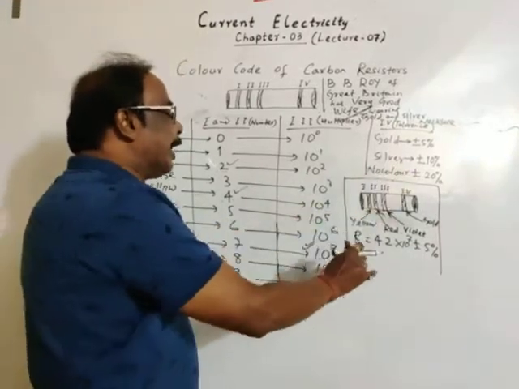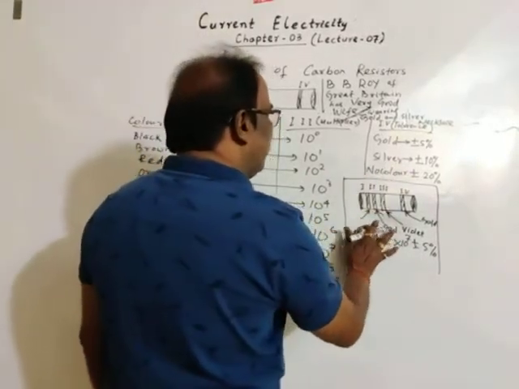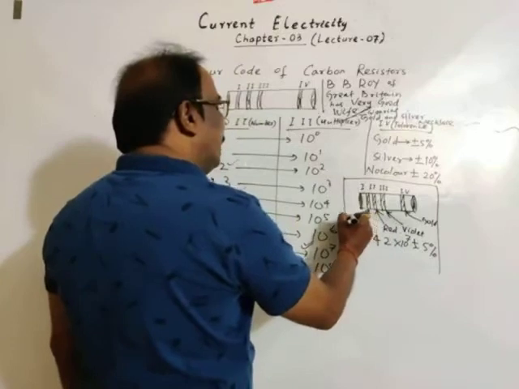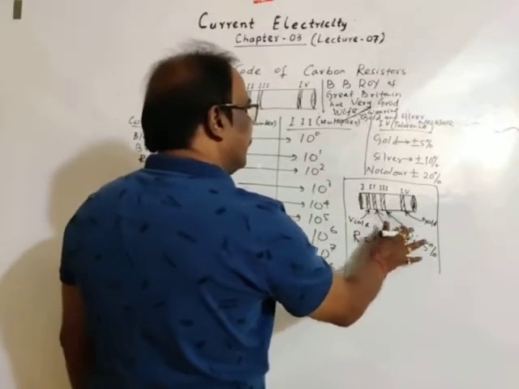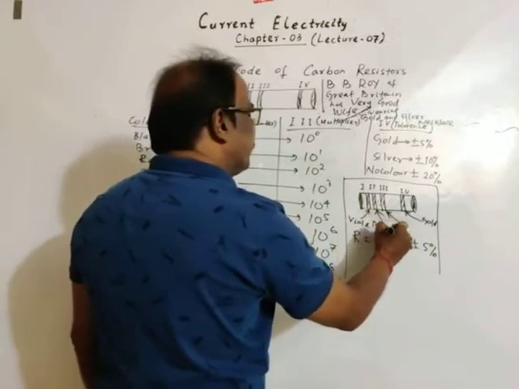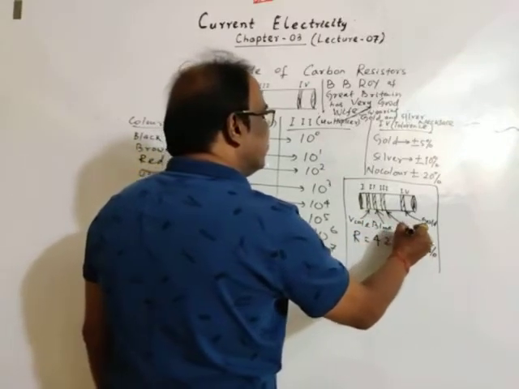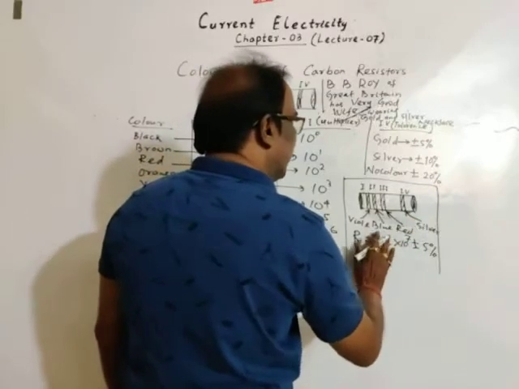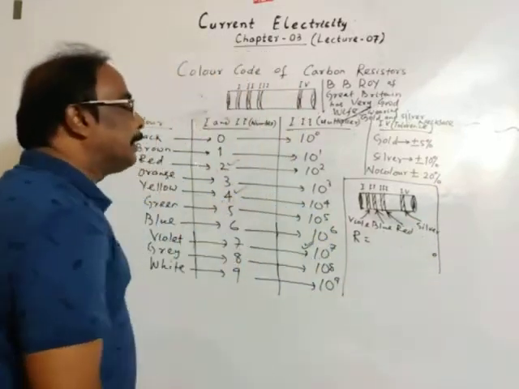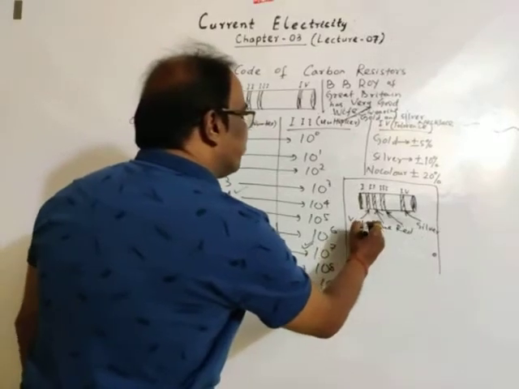You may change this now. Suppose I write this as violet. This is blue. Any color you may write. This is red. And change this, suppose this is silver. Then what will be the resistance?